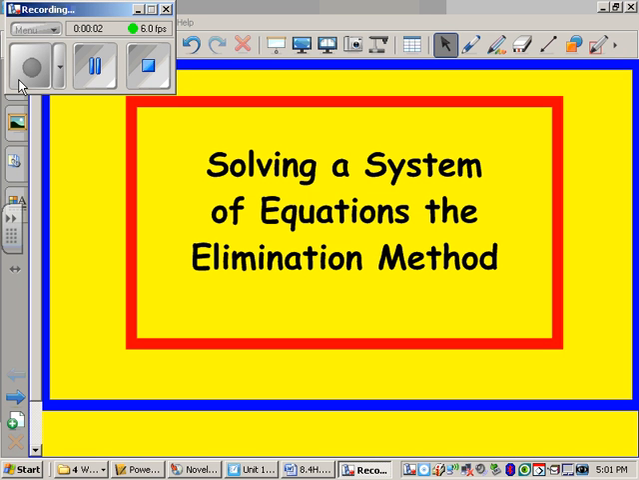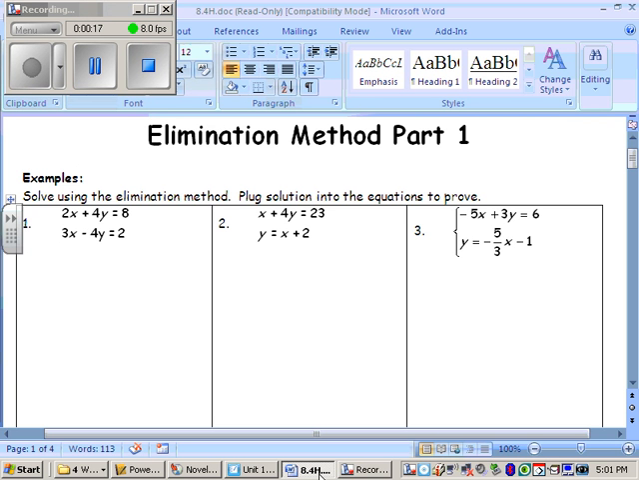In this lesson, we will continue to talk about solving a system of equations, but this time you will learn about another method called the elimination method. Let's take a look at some notes and examples to better understand this concept.